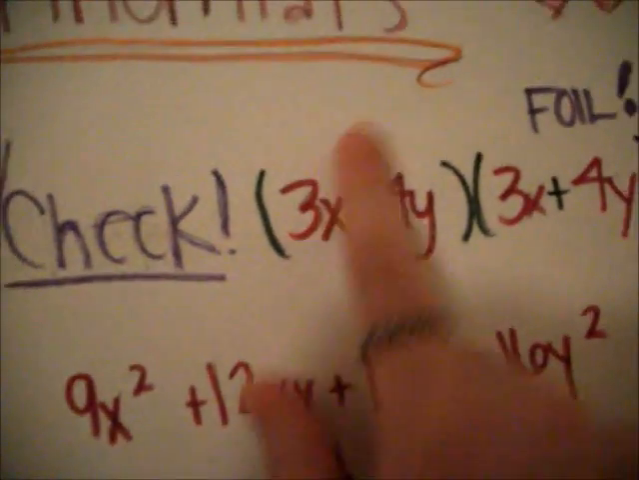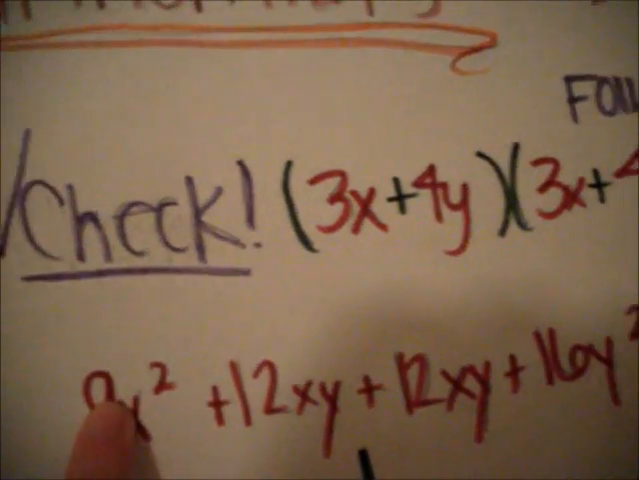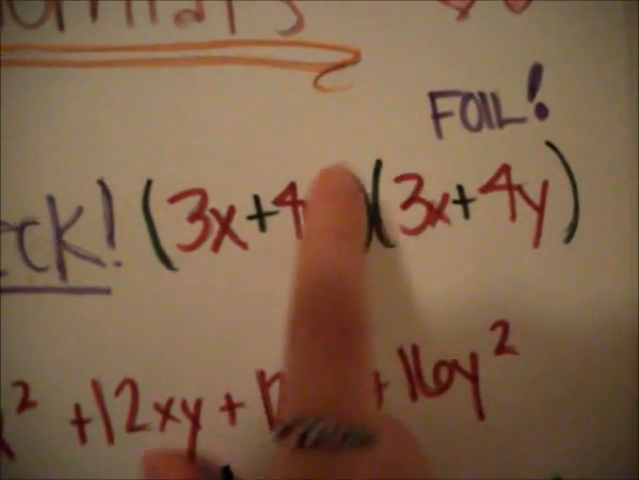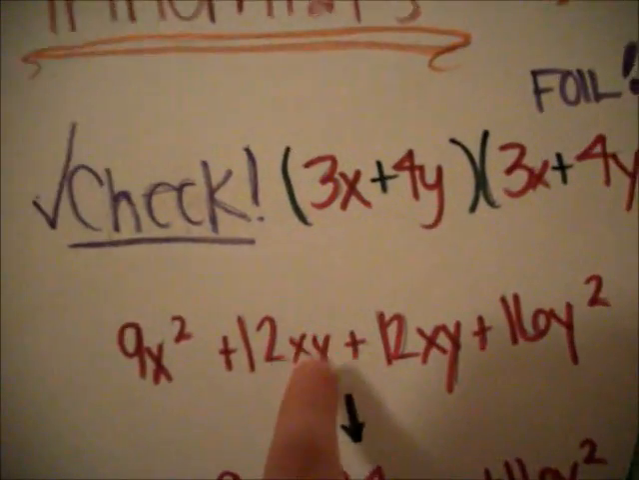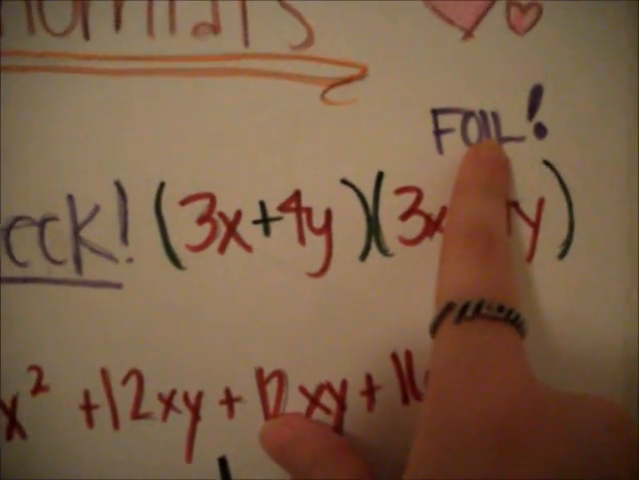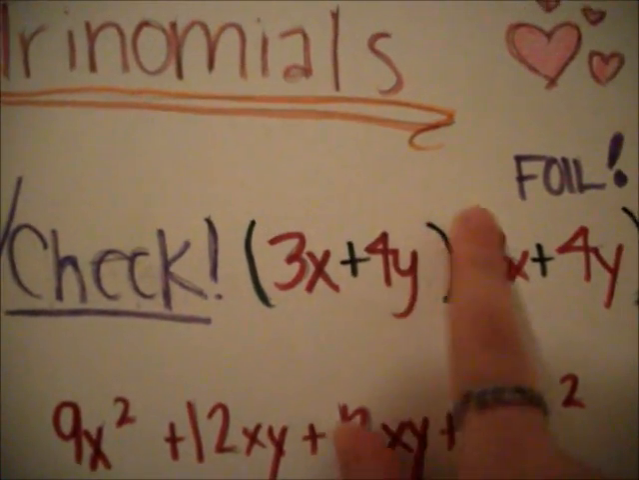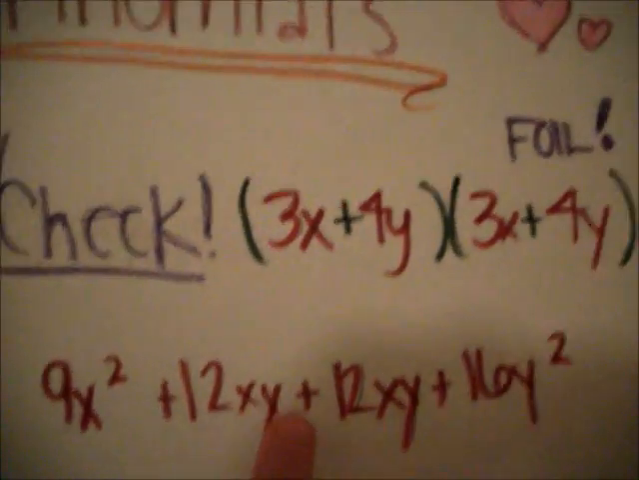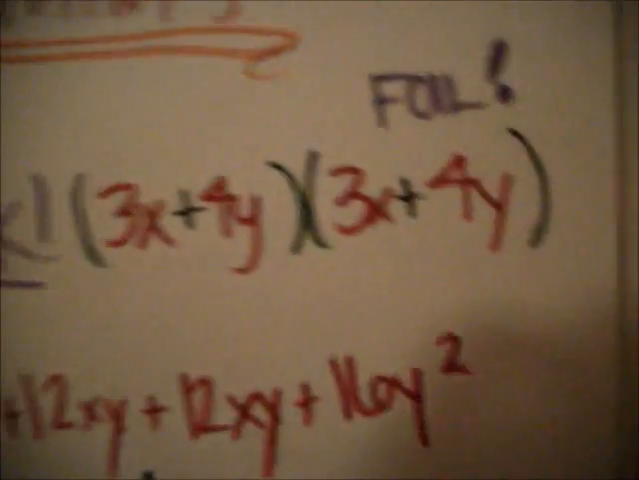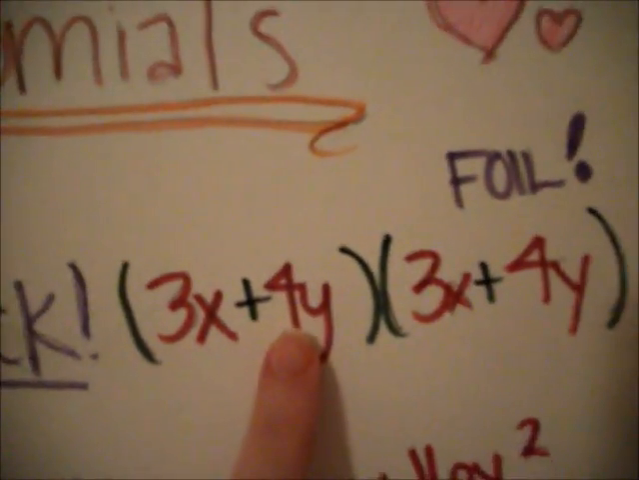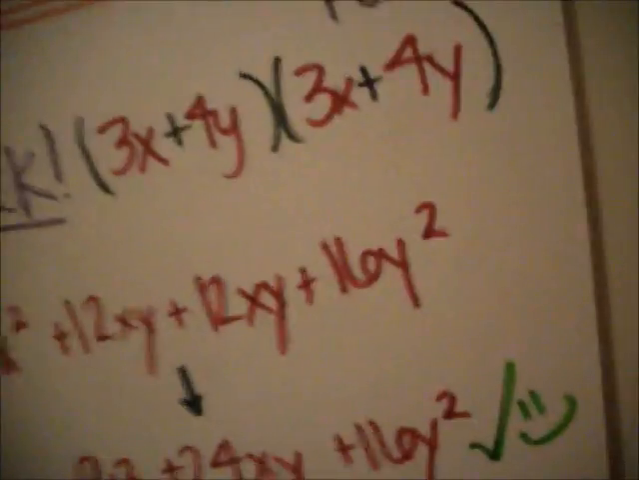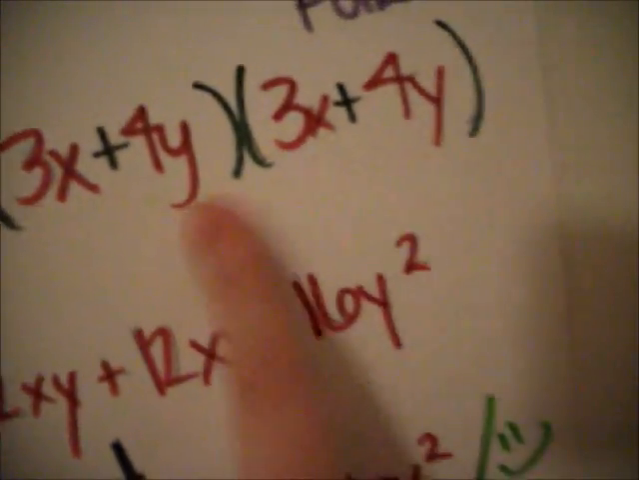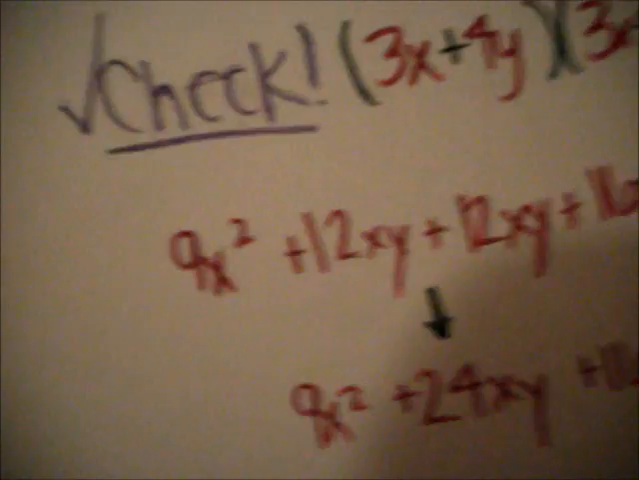So 3x multiplied by 3x is 9x squared, outer term, which is 3x multiplied by 4y is 12xy, multiply the inner terms, 4y multiplied by 3x is again 12xy, and the last term, which is 4y multiplied by 4y, which is 16y squared. Do not forget to put the square. When you multiply two variables together, it's squared.